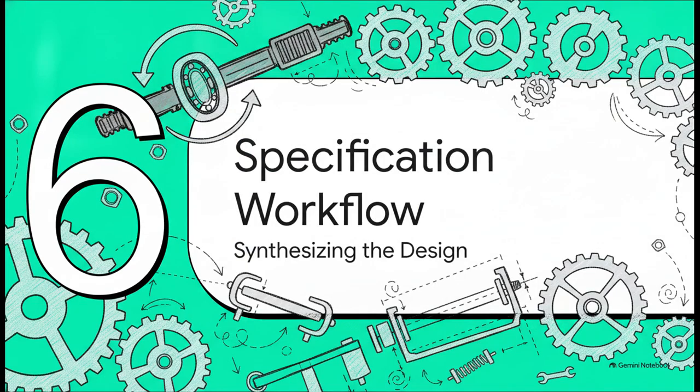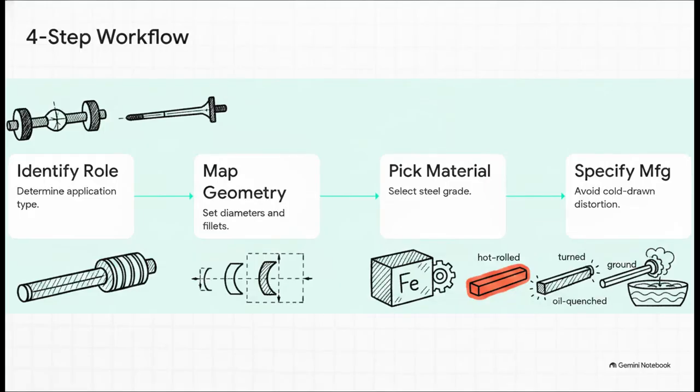Finally, Section 6, the specification workflow, synthesizing the design. So how do we bring all these lessons together? You follow a strict 4-step workflow. Step 1, identify the specific role. Are you designing an axle, a spindle, or a high-torque main shaft? Step 2, determine and map out the geometry, making sure your maximum diameters are central for bending loads and that you've got generous fillets on all those shoulders.